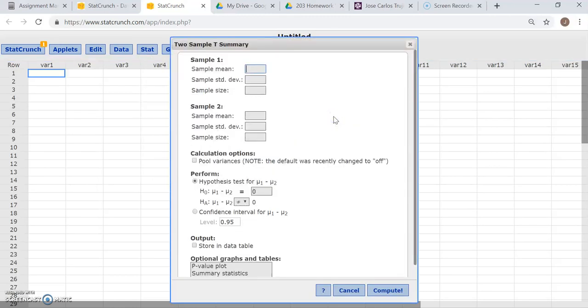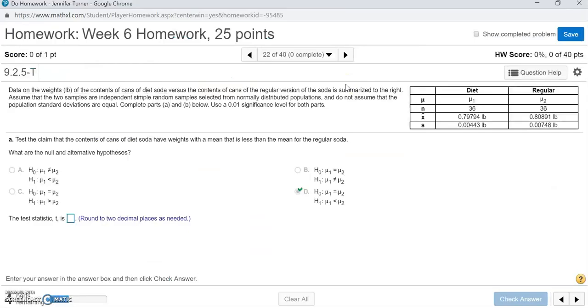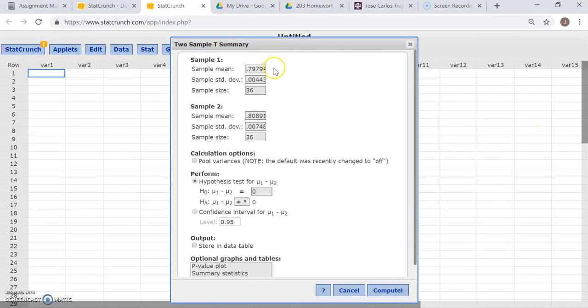So this nice table is going to open. All we have to do is fill in the information from the table we were given. So really quickly here I have filled all those in. Notice all I did was copy the information from this table into the appropriate fields here for each sample. Now, it says here calculation option, pool variances.